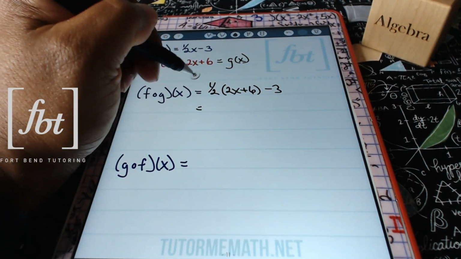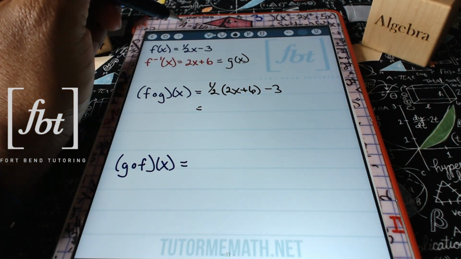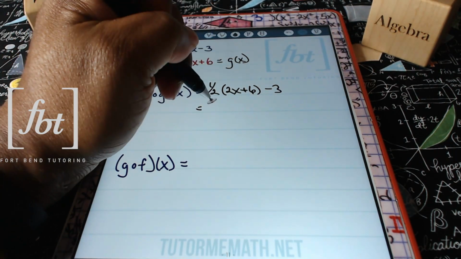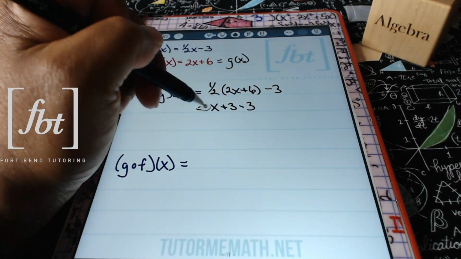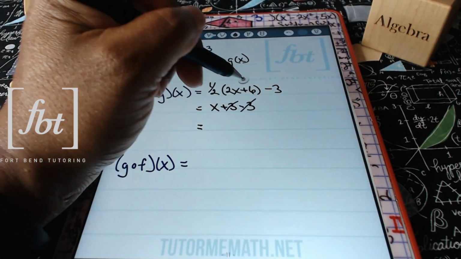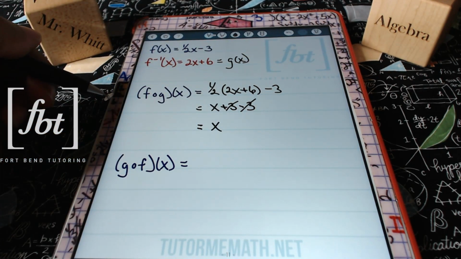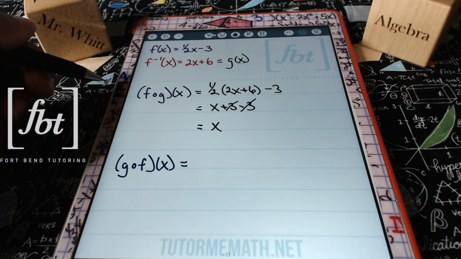And what does that do for us, guys? If I take half of the values inside of the parentheses here, half of 2x is x, half of 6 is 3, and you'll bring down that -3. And then look at this. The 3's are canceling out to give you x. And that's exactly what you want.